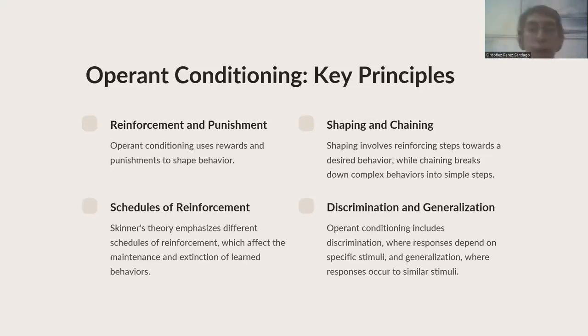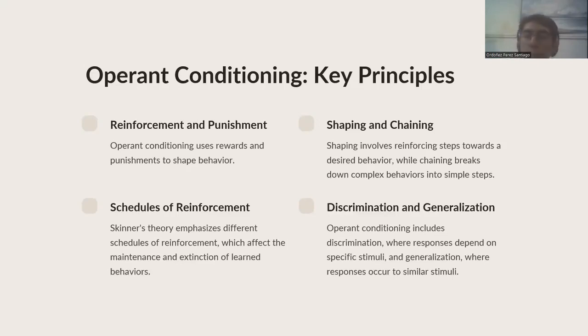Okay, let's move on with the other one, the Skinner theory. This is focused on the idea of reinforcement and punishment. Reinforcement and punishment in operant conditioning use reward and punishment, and the whole idea is to shape a behavior, right? We also have other principles: shaping and chaining. Shaping involves reinforcing steps towards a desired behavior, while chaining breaks down complex behavior into simple steps.